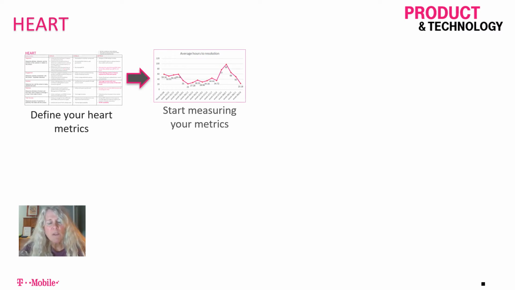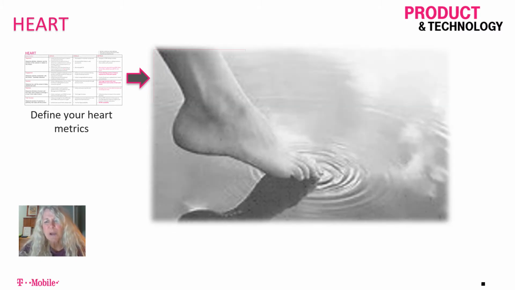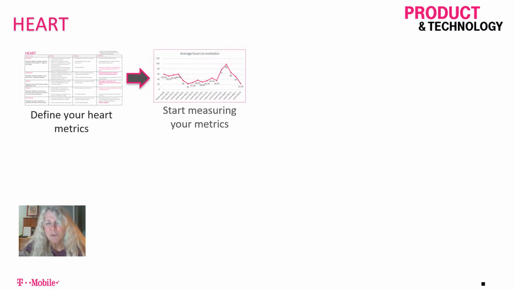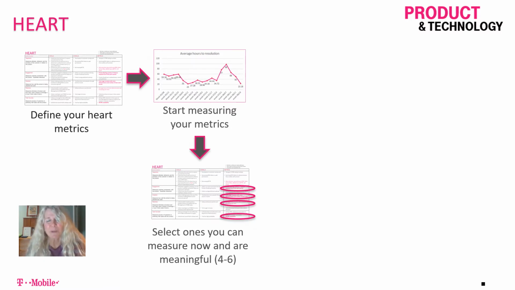Now, what I found is a lot of teams have a little bit of a difficult time making the transition from defining the metrics to starting to measure them. So I'm going to ask you guys to take a leap of faith and put your toe into the water and go ahead and start measuring them. And for those teams that came up with 23 or even 12 metrics, I'm going to suggest that you pick 4 to 6, no more than 6 metrics that you start measuring, and then you check it out and see what you're learning from them and validate that those are the right metrics.